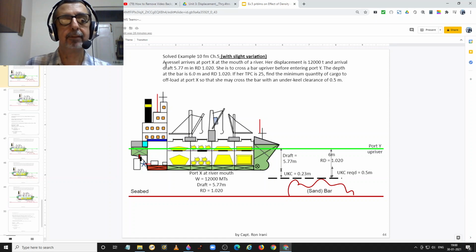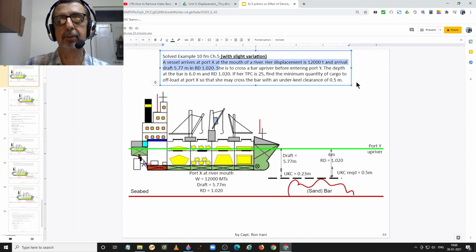A vessel arrives at port X at the mouth of the river. Her displacement is 12,000 tons and arrival draft is 5.77 meters in water of relative density 1.020. She is to cross a bar upriver before entering port Y. The depth at the bar is 6 meters and relative density at the bar is 1.020. If her TPC is 25, find the minimum quantity of cargo to offload at port X so that she may cross the bar with an underkeel clearance of 0.5 meters.